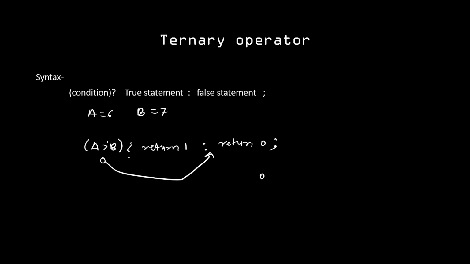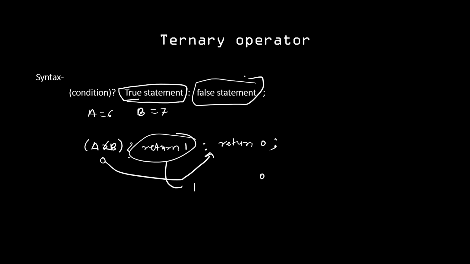If the condition is true, let me say if I write a value is less than b, then it is going to execute this part of the program, which is our return 1, and it is going to return 1. So whenever the condition is true, it is going to perform this operation, and whenever the condition is false, it is going to perform this operation. So this is how we can use the ternary operator, our unary operators and our binary operators.